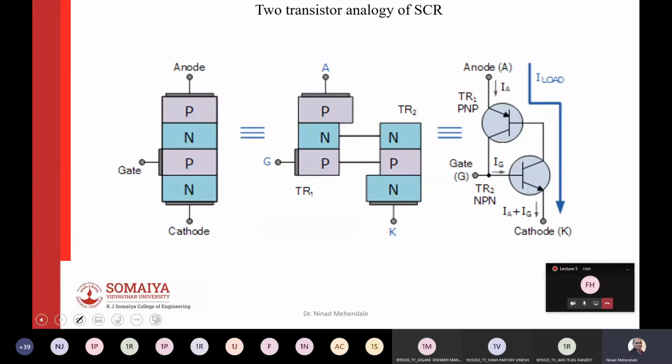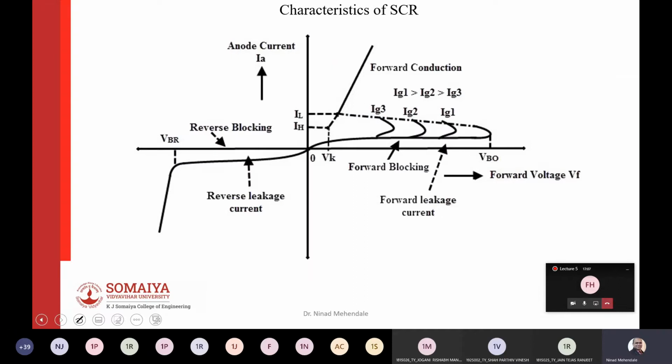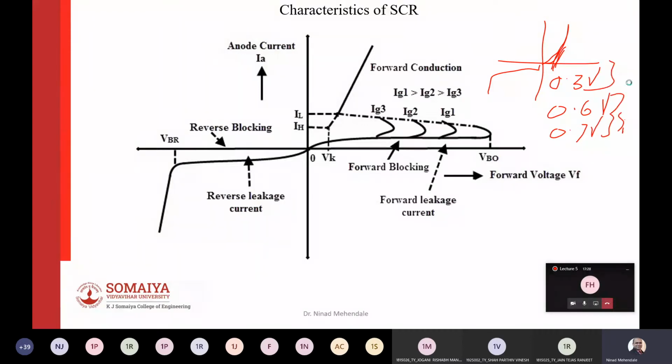This is another diagram where the same thing is shown, the two transistor analogy. And finally, the characteristics of SCR compared to your regular diode. So your diode has this characteristic where this voltage, what we call knee voltage, could be 0.3 volts or 0.6 volts, and sometimes you also call it 0.7 volt. So these two readings are for silicon and this one for germanium.